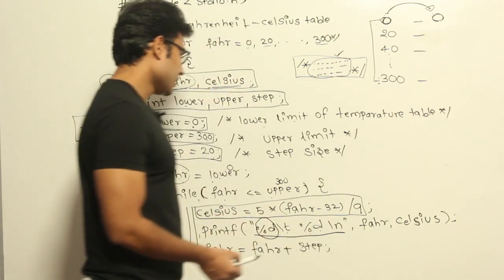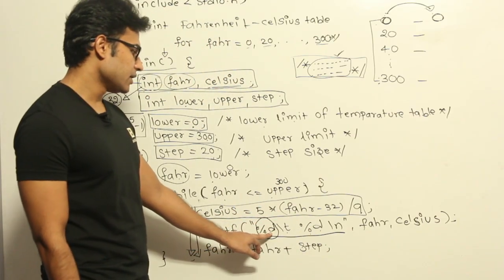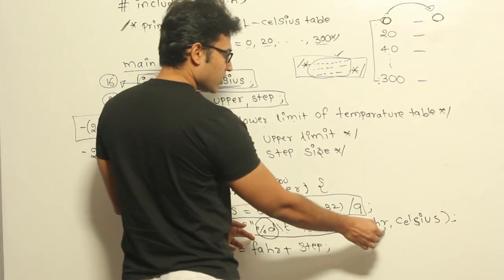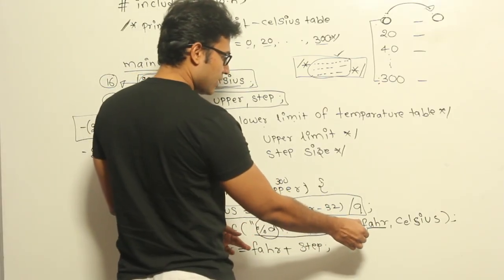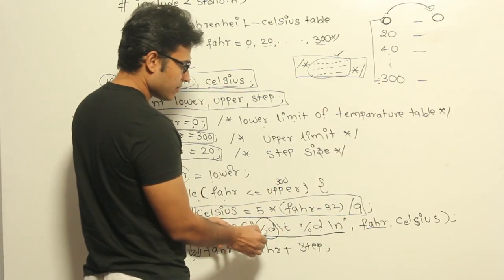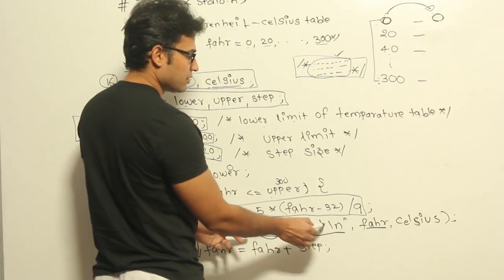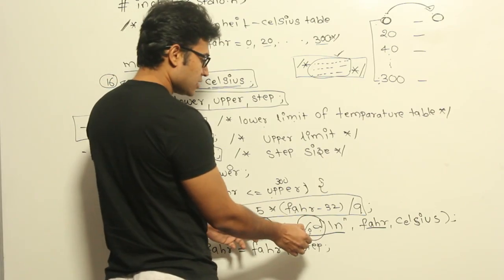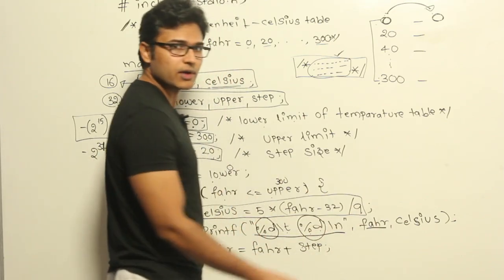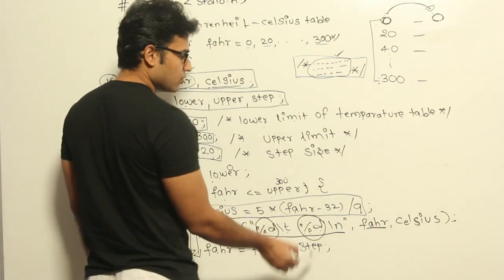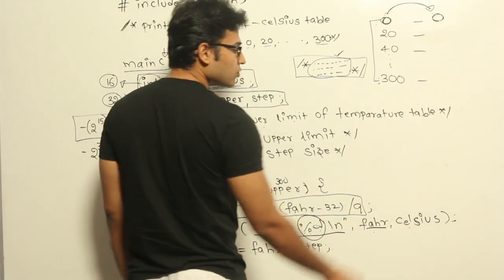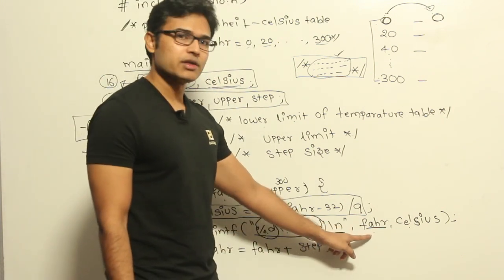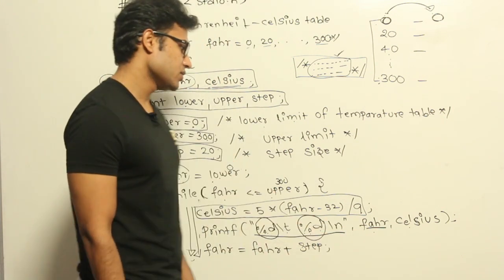One more thing: whenever you have this %d, whatever comes after this string constant will be matched with it, right? The number of occurrences of a percent sign followed by a character like %d should match up with the number of arguments here. How many have you given here? 2. How many are present here? 2, right? Now what it means is, take the variable fahr.